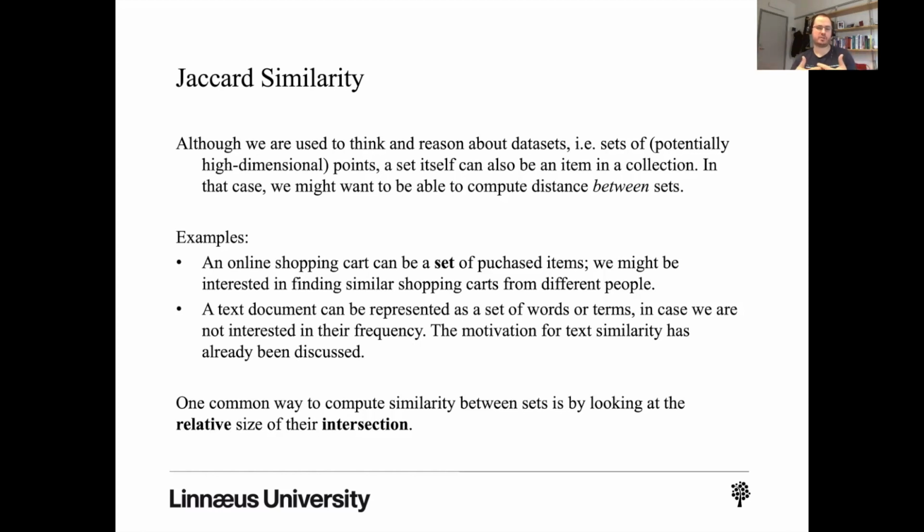So if the people are buying completely different things, then we want that distance to be high. But if the people are buying similar things, then we want this similarity to be, well, in this case, we're talking about a similarity. So the similarity should be high, right? And the distance low. So we're going to invert that in a second. But for now, we're talking about a similarity. So again, if two shopping carts are similar, then we want the similarity to be high. And if they're completely different, so people are buying completely different things, then the similarity should be low.